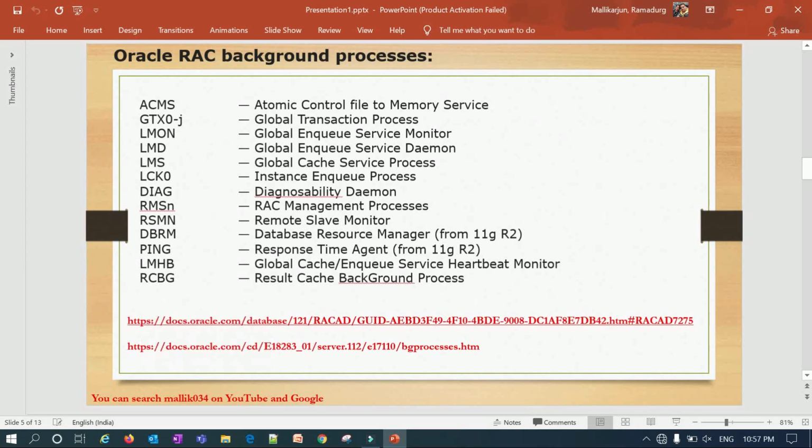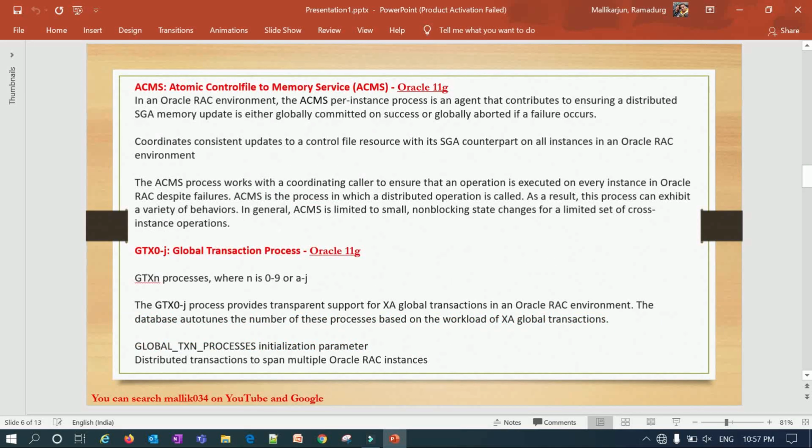And these are two Oracle MOS documents. You can search for them on Google. These two talk about RAC specific background processes and contain much more information. I'll show you these two URLs later. So let's start with the deep discussion on all these RAC background processes.